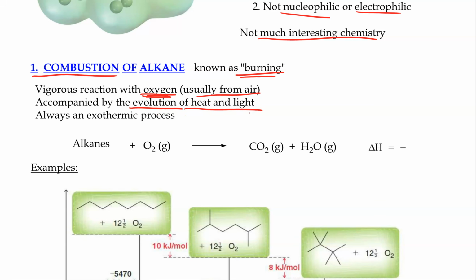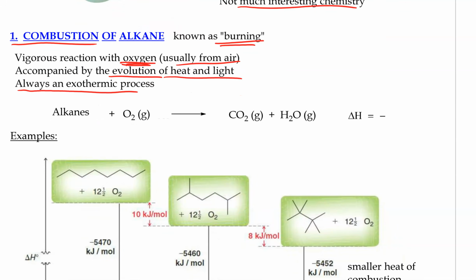Just like when we burn a piece of paper, we see light and we feel the heat being produced from burning the paper. The process is always exothermic. Overall, the general chemical equation of a combustion reaction is as follows: alkane combining with O2, producing CO2 and water. And the delta H of the reaction should always be a negative value.